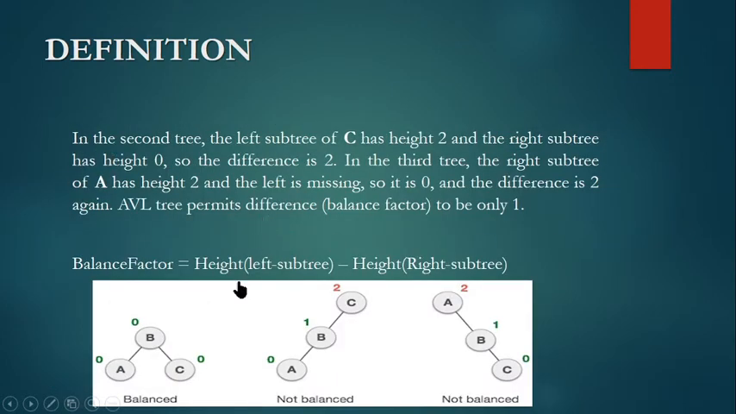Here, the same thing is explained in the second tree. The left subtree of C has height 2, and the right subtree has height 0. So the difference is 2: on the right we have 0, on the left we have 2. In the third tree, the right subtree of A has height 2, and the left is missing. So 2 minus 0, the difference is 2. The AVL tree permits the balance factor to be only 1.